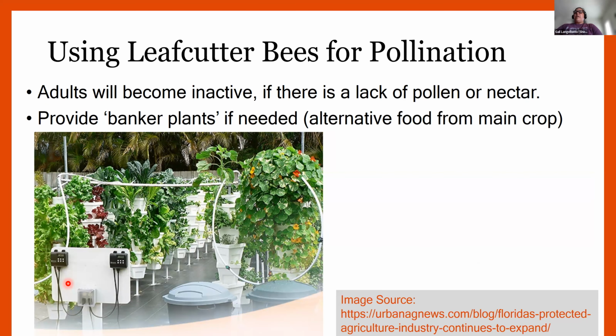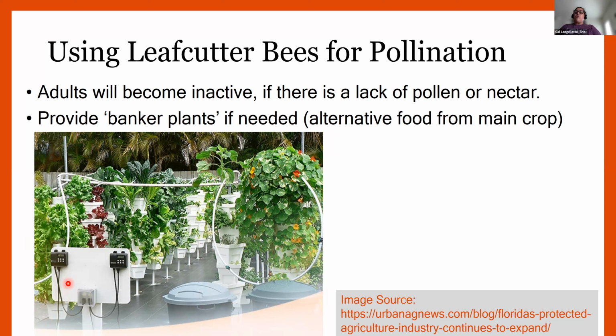If you're using leafcutter bees for pollination, remember that they're going to be foraging for up to 12 weeks. If they've already done a good job of collecting pollen from the main crop that you want pollinated, you need to make sure that you're continually provisioning them with pollen and or nectar. If they happen to run out of pollen or nectar in your hydroponic or greenhouse system, they're going to stop flying and become inactive. If you have nothing other than a table of like leafy greens and you're putting these leafcutter bees out there, they're just not going to do very well.